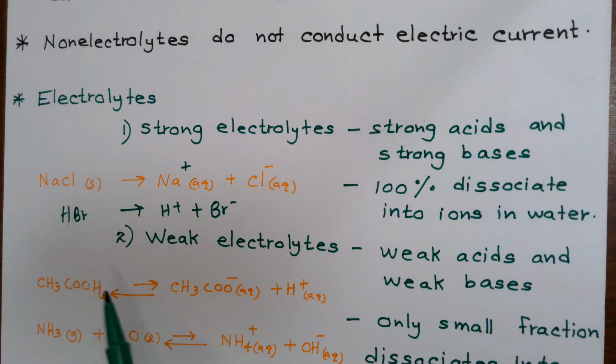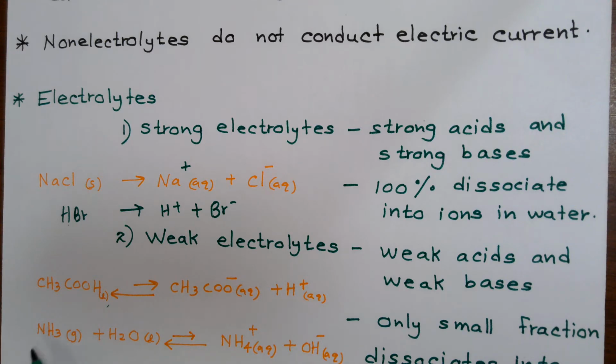If we dissolve acetic acid in water, only a small amount of acetic acid breaks into acetate anion and hydrogen plus cations. So only a few ions are present in water. So they are weakly electrically conductive. So we call them weak electrolytes.